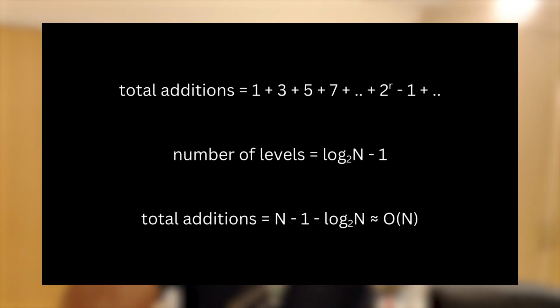So if we just sum this series over log n base 2 minus 1 levels, we'll get n minus 1 minus log n base 2 additions, which is still linear. So the upward pass, which was just a reduction tree, was linear. The downward pass is linear. That makes the entire algorithm linear, as opposed to the n log n work complexity of Kogge-Stone.